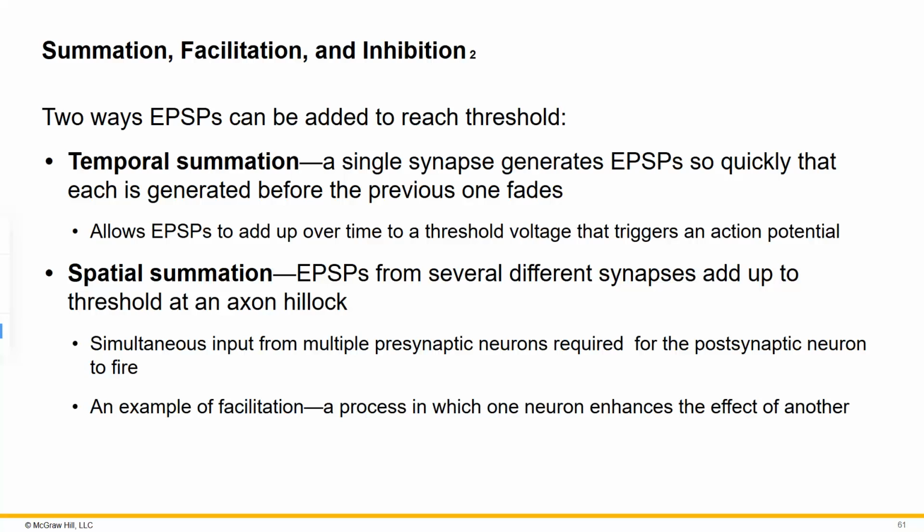There are two ways EPSPs can be added to reach threshold. Temporal summation: a single synapse generates EPSPs so quickly that each is generated before the previous one fades. It allows EPSPs to add up over time to a threshold voltage that triggers an action potential. Spatial summation: EPSPs from several different synapses add up to threshold at an axon hillock. Simultaneous input from multiple presynaptic neurons is required for the postsynaptic neuron to fire. This is an example of facilitation, a process in which one neuron enhances the effect of another.